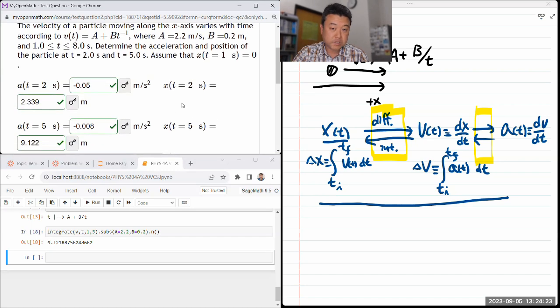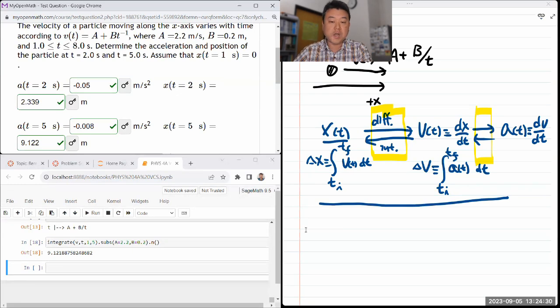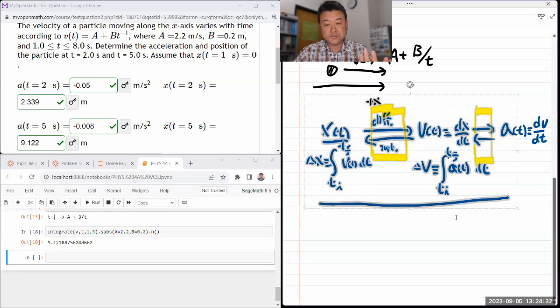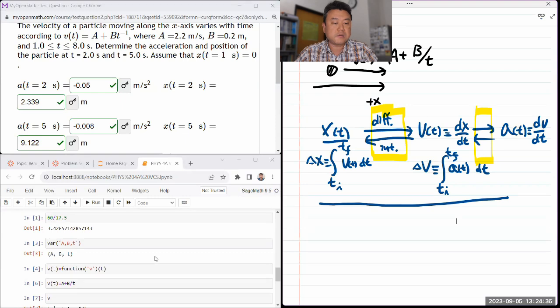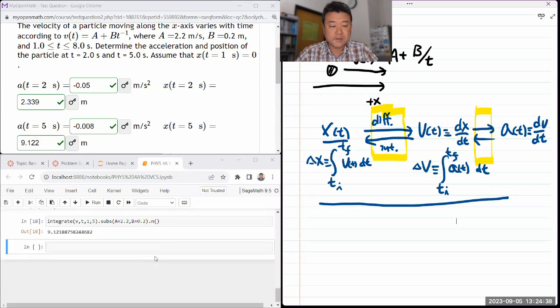So that's this question, where it's a still simple kinematic scenario, but you have to use your knowledge of calculus and either do the calculus steps by hand or know how to use a computer algebra system like SageMath. It's called a computer algebra system, but it also does calculus.